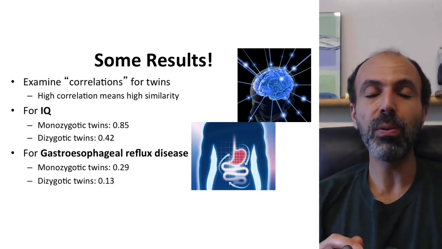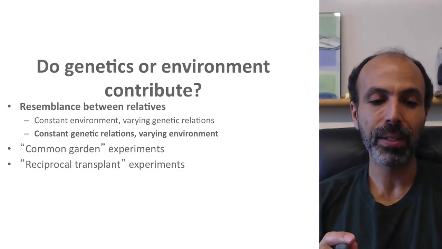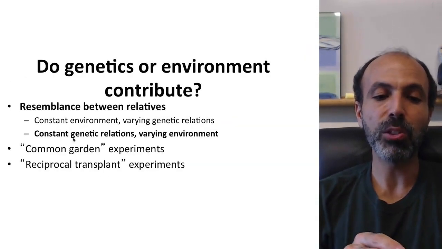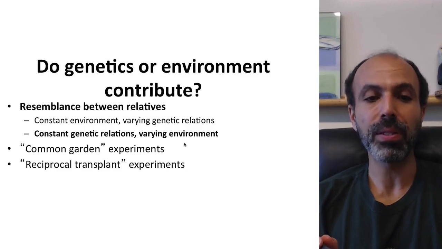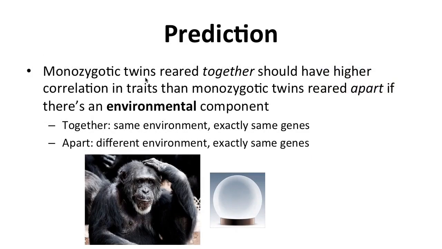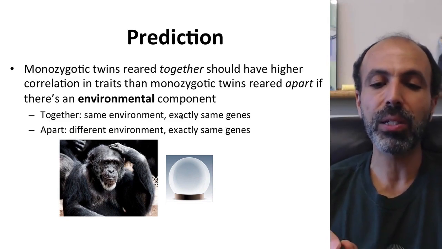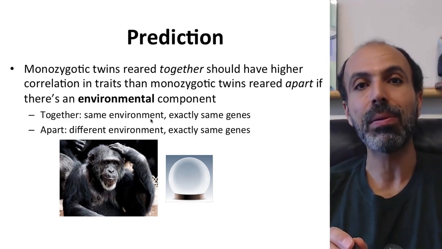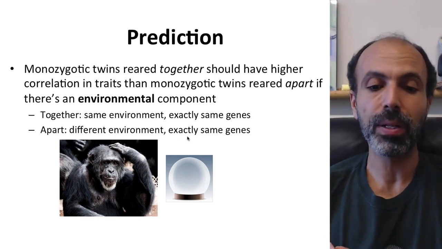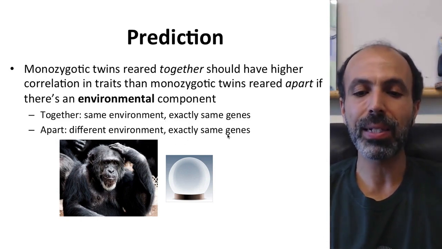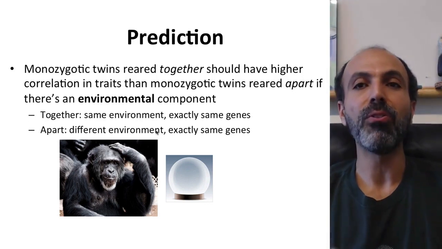Now, since this didn't prove the absence of an environmental component, how do we look at that? Well, what we can do there is keep the genetic relations constant but vary the environment. What you do is you look at monozygotic twins reared together versus monozygotic twins that were reared apart. And your prediction is that monozygotic twins reared together should have a higher correlation in these traits than monozygotic twins reared apart if there's an environmental component. The reason is those monozygotic twins reared together have exactly the same genes and the same environment, or very, very, very similar environment. Whereas monozygotic twins reared apart have exactly the same genes, but somewhat of a different environment.